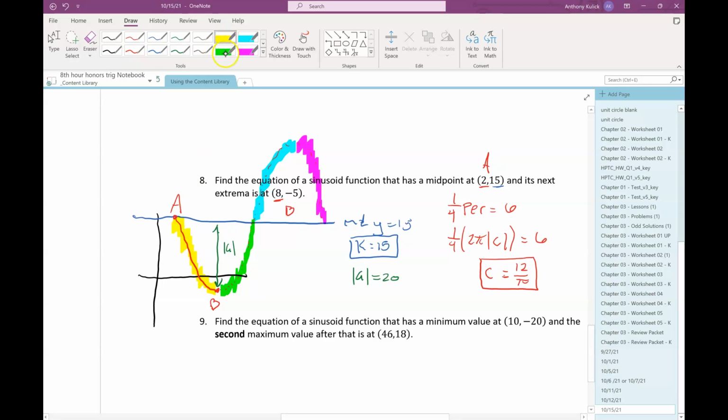So this amount of the graph is 1/4 of one period, right? And then you're flipping it. So is it always 1/4?